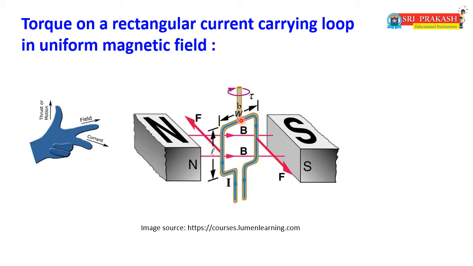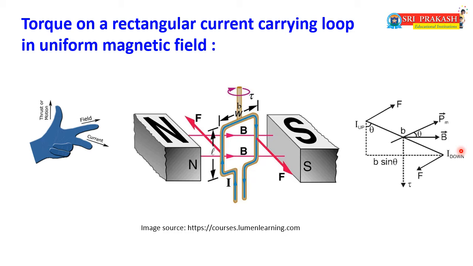Suppose it is making some other angle, then we have to analyze according to the diagram. If it is making 0 angle, then the torque will be 0.